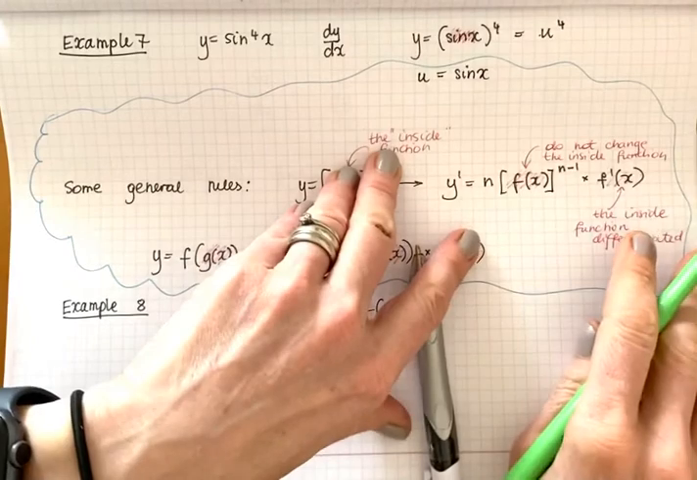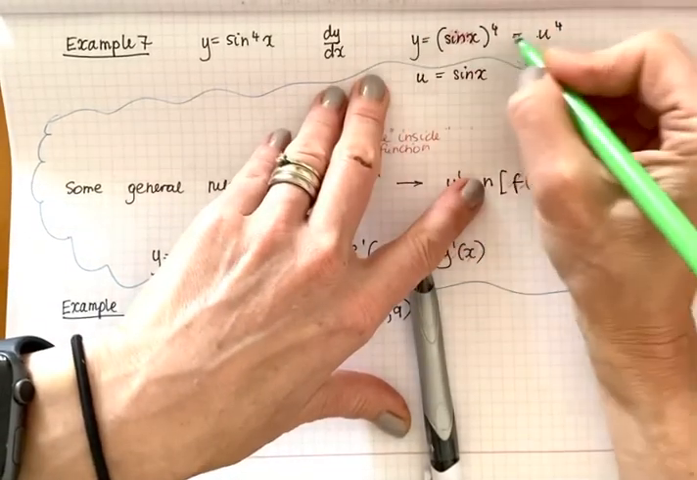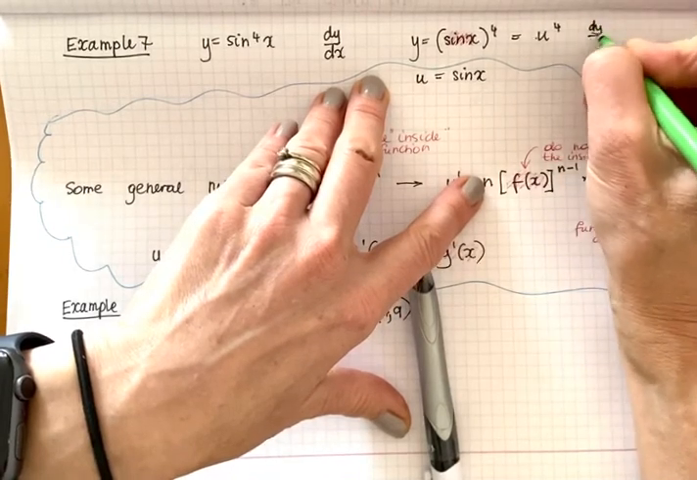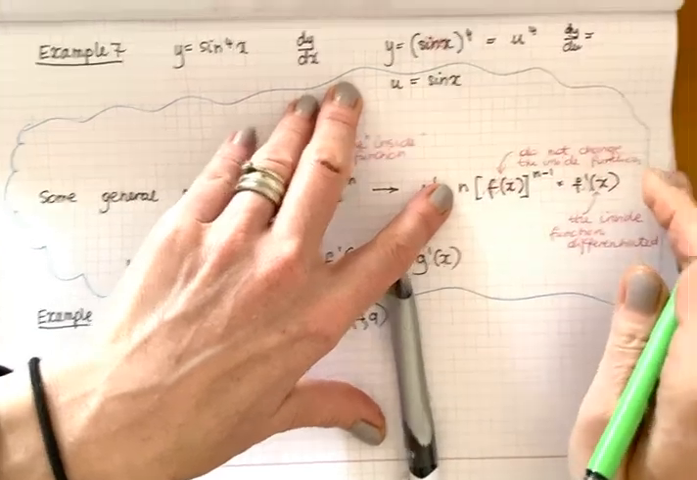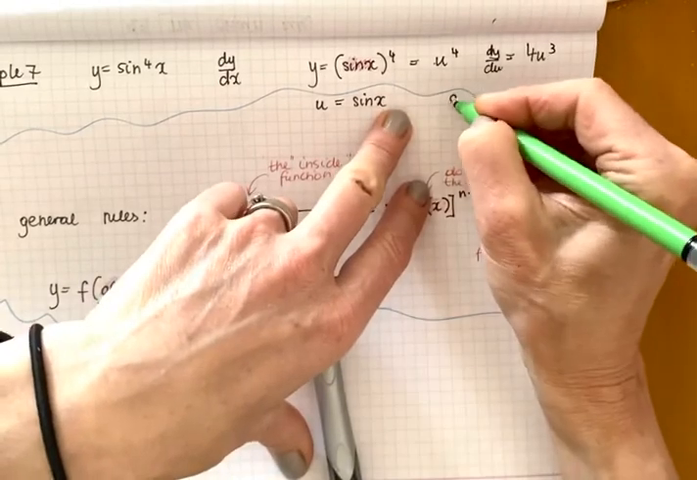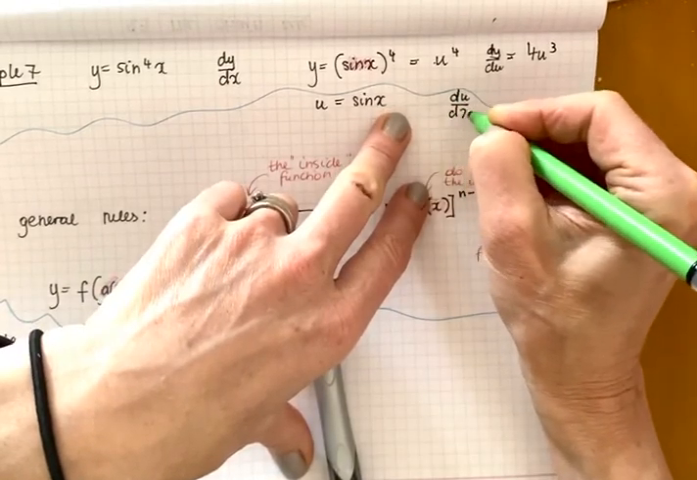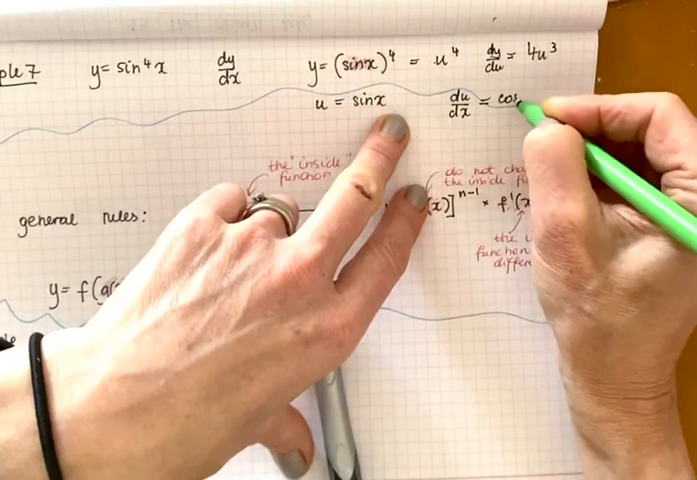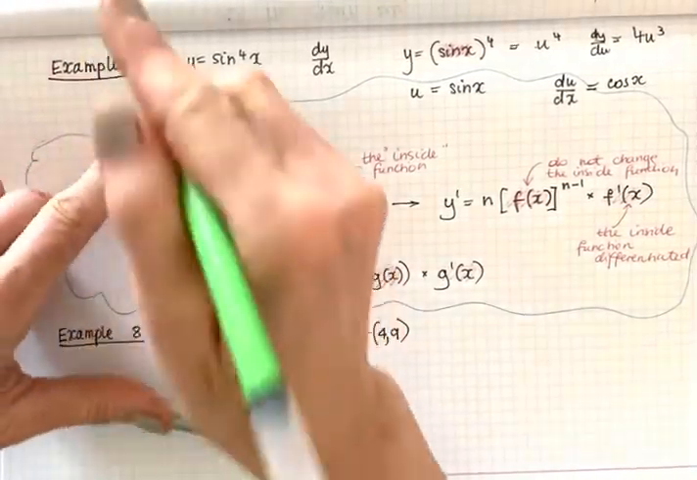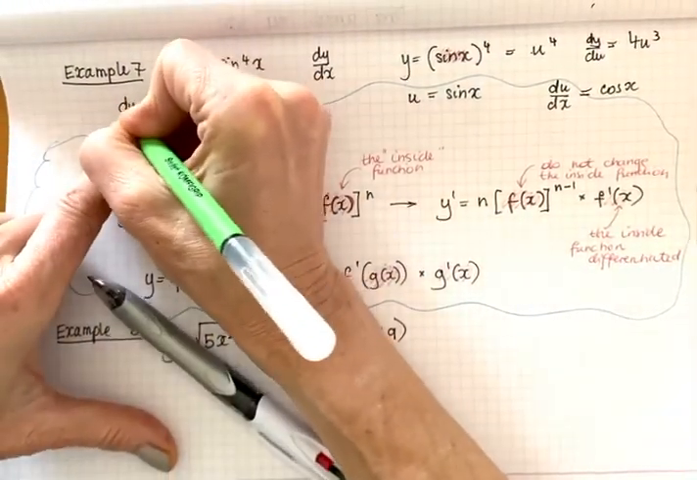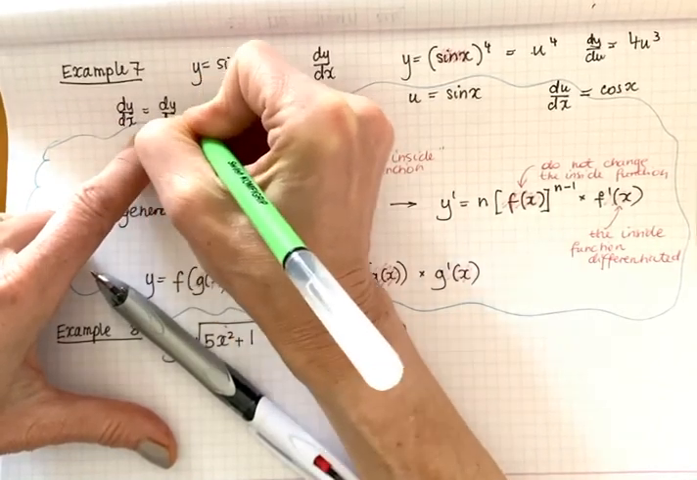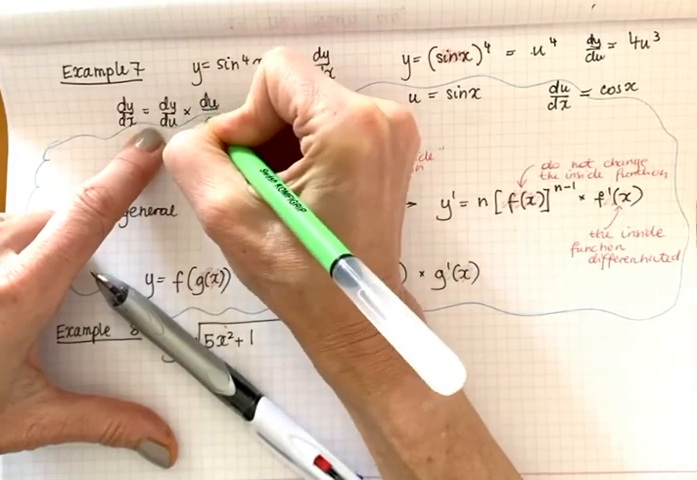We're going to differentiate both those functions. So we're going to get dy du. That will go to 4u cubed. And we're going to find du dx, and that is going to be cos x. And then we're going to use our chain rule. So our chain rule is, always quoted, dy dx is equal to dy du multiplied by du dx.